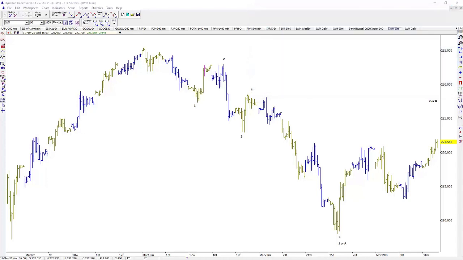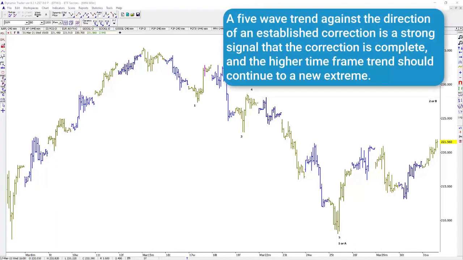And then if we get a 5-wave impulsive trend in the opposite direction, that indicates that the correction is complete, and it's the beginning of an impulse trend in the opposite direction.